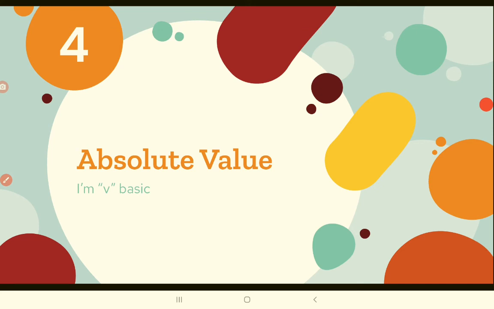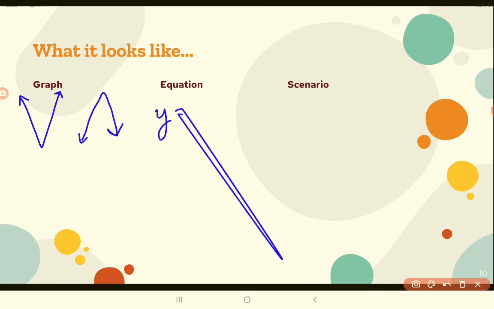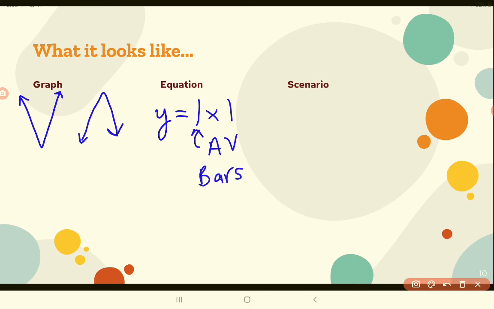Okay, lastly, the function that we will talk about in this unit is an absolute value function. And the reason I said I'm V-basic under absolute value, so it's like I took two lines together to form a V. That's all absolute value is. So on a graph, absolute value will either be a V pointing up or a V pointing down. What does it look like if I see the equation? These little lines here around the x are called absolute value bars. And what they do is they take what's inside and make it positive.